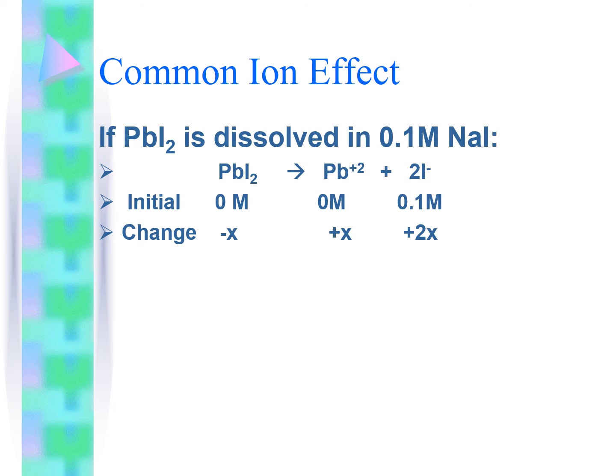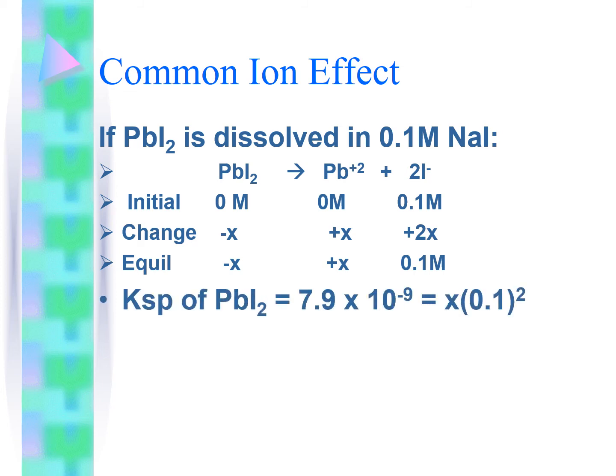The change is going to be x for the lead ions, and I'm going to have to say 2x for the iodide ions because I get 2 for every 1 lead ion. When we look at the equilibrium, we know that the change in lead ions will equal x, and the concentration for iodide ions would be 0.1 moles per liter plus 2x. However, we had a really, really small KSP. That KSP is so small that this addition of other iodide ions is really negligible.